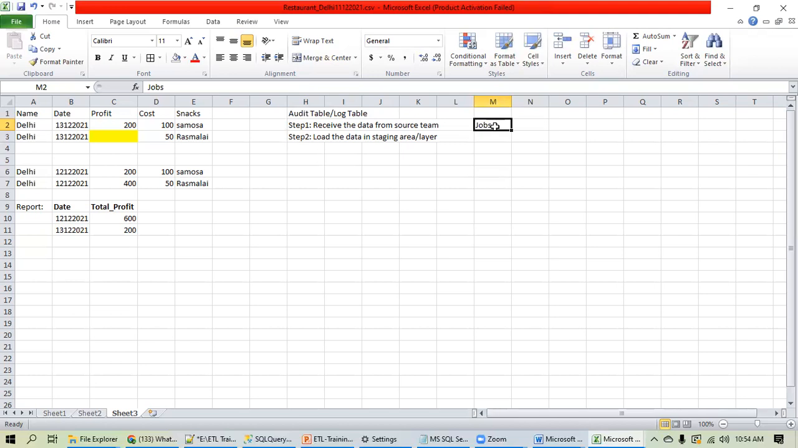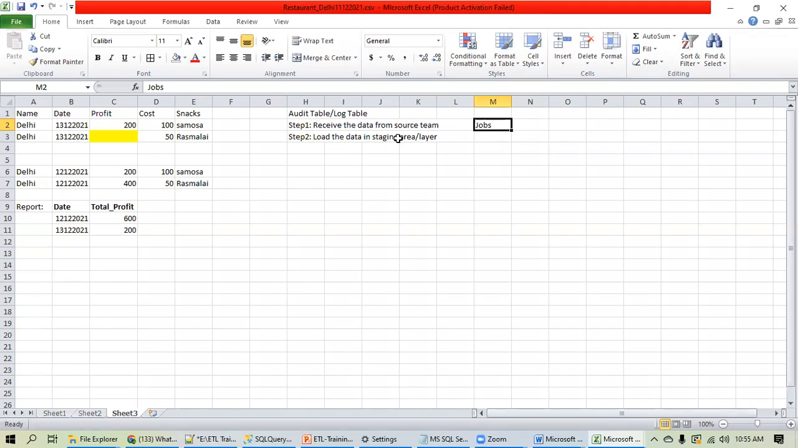This is the main task. Once you have received the data from the source team, Aman, the data engineer, will run the job. After running the job, data will be loaded into the staging area. Once Aman has run the job, his responsibility is to first of all monitor the job.